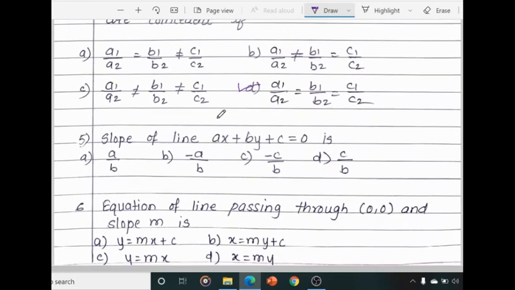Next, slope of line ax plus by plus c equals 0 is. We know the slope m equals minus coefficient of x upon coefficient of y. Write down the value of coefficient of x, that is a, and coefficient of y is b. So the answer is minus a upon b.